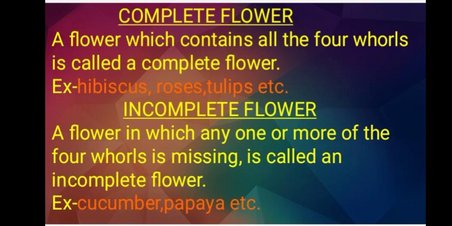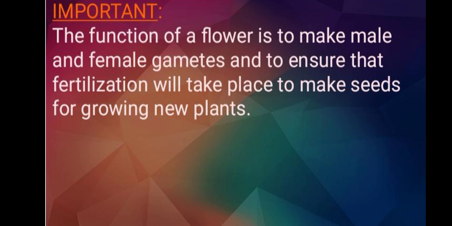Incomplete flower. A flower in which any one or more of the four whorls is missing is called an incomplete flower. Example, flowers of cucumber plant, papaya plant, etc. are incomplete flowers. The function of a flower is to make male and female gametes and to ensure that fertilization will take place to make seeds for growing new plants.